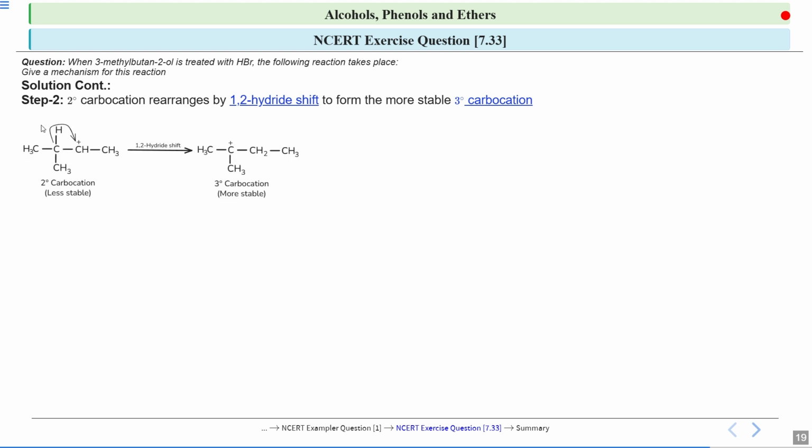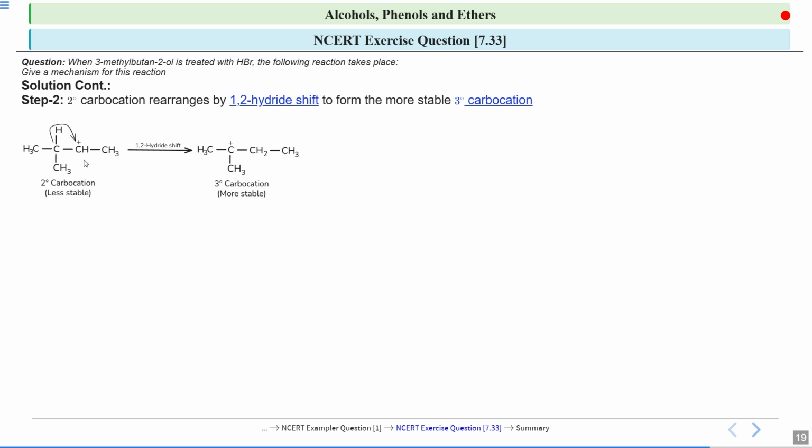Now look at this picture. I told you this carbocation is less stable over here. So if this is less stable, then 1,2 hydride shift will happen and this will form a tertiary carbocation. Now see, this is a tertiary carbocation. Why? Because this carbon is attached to three other carbons. That is, this carbon is attached to three carbon atoms.